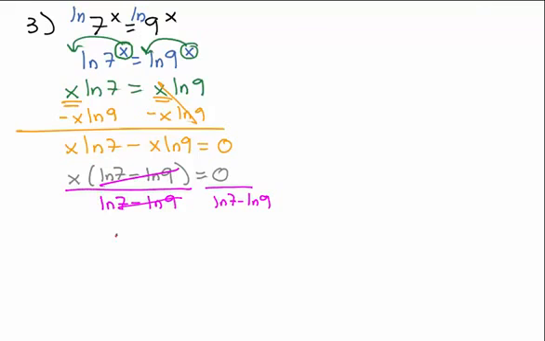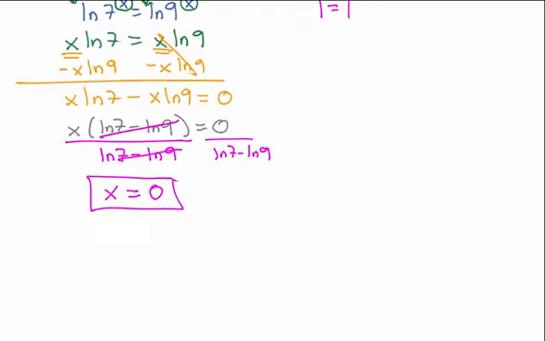And this one's really nice because it just leaves x on the left, and 0 divided by anything is 0, so x equals 0. And sure enough, if you think about this, we probably should have known this at the beginning. 7 to the 0 is equal to 9 to the 0, because anything to the 0 power is always 1. But it was a real nice exercise to go through all those steps to set up our last example.